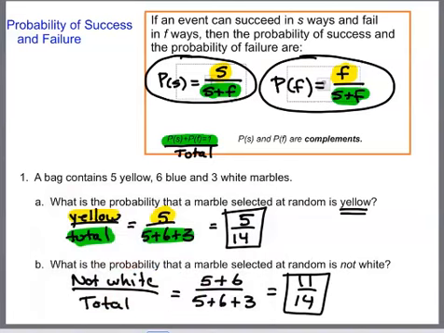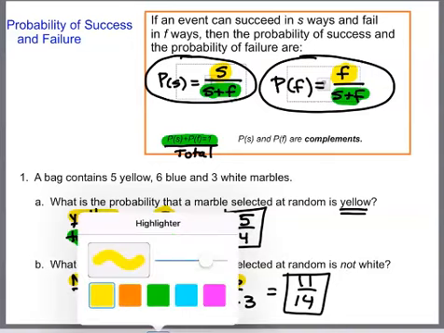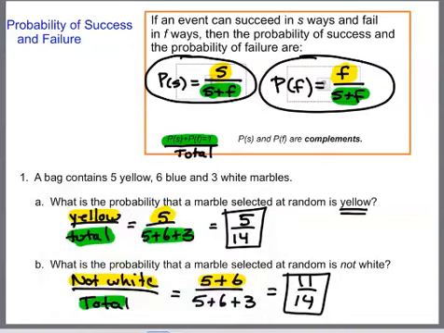Just probability you've known from the past. It's just how many ways does it come up the way that they're asking for. So how many ways does it come up not white? 11. How many ways does it come up anything? So how many total marbles are there? So how many marbles are not white out of how many total? All right, so that's thinking of it in very simple terms.